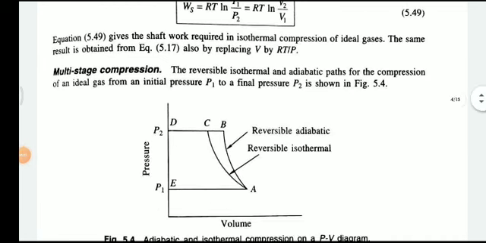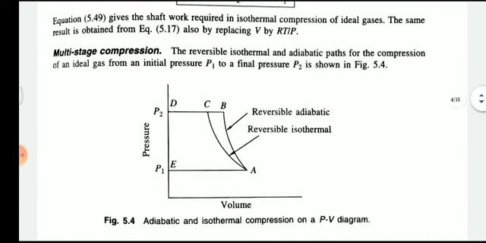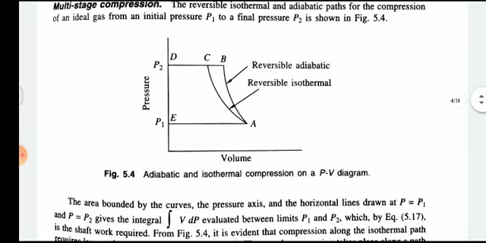The next is multi-stage compression. The reversible isothermal and adiabatic paths of compression of an ideal gas from initial pressure P1 to final pressure P2 are shown in figure 5.4, adiabatic and isothermal compression on a PV diagram.